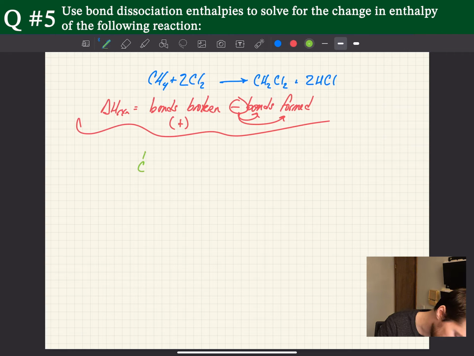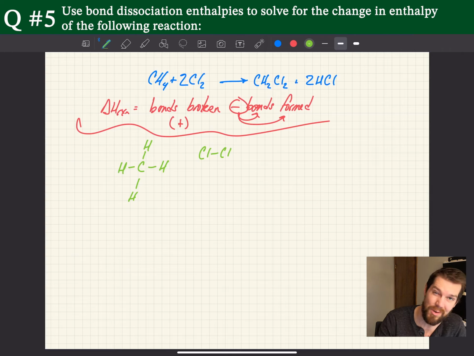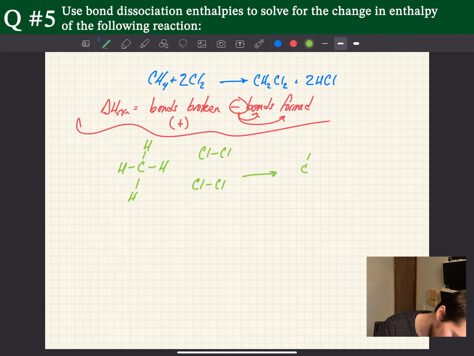A strategy that I use, because sometimes it can be hard to see, is I'll just write out all the Lewis structures, not all the electrons, but the general structures of these compounds, so I can see exactly what broke and exactly what formed. And then we have HCl, HCl.